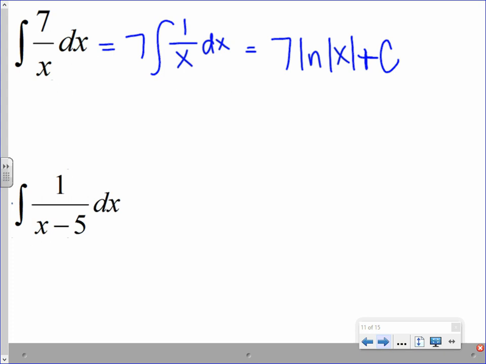As long as you have a linear denominator, you can still use the natural log rule. The antiderivative of 1 over x is the natural log of x. The antiderivative of 1 over x minus 5 would be the natural log of x minus 5 plus c. That only works if it's linear. If it's 1 over x squared, we use the power rule. Okay?